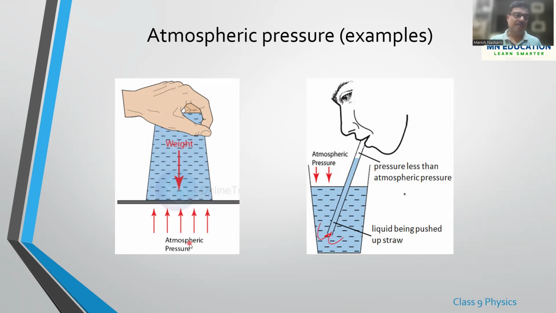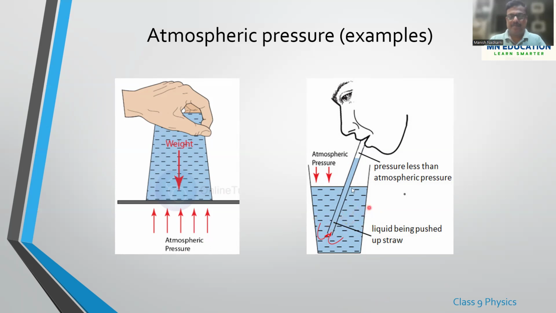It will not fall down, even though the weight of the water is acting downwards. Still, this plastic sheet will remain in contact with the glass. It will not fall. Why does it happen? That's because the atmospheric pressure acting from below keeps that plastic sheet firmly in contact with the glass, which prevents the water from coming out of the glass. So this proves the presence of atmospheric pressure.